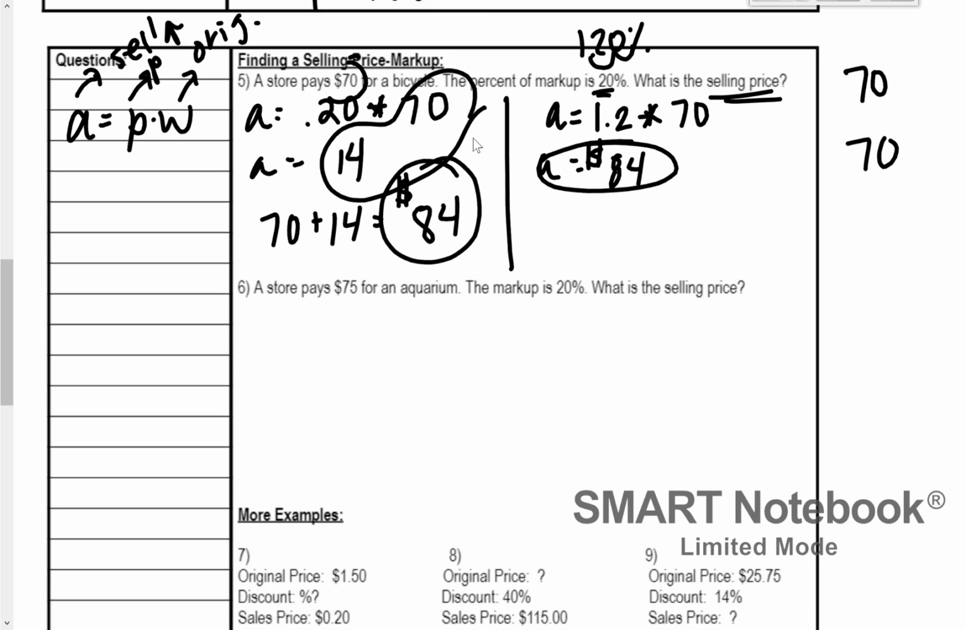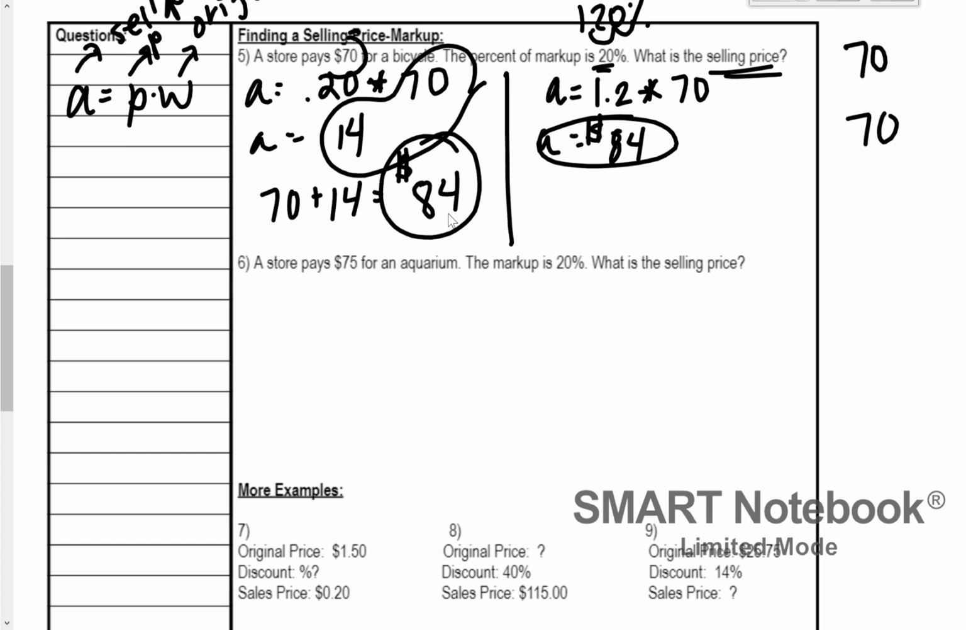Okay, so number 6, I'm going to do the second method because it is quicker, it is easier for me personally, but if you don't understand that 100%, the 1.2, don't do it this way, do it this way and just do that adding at the end. But I would like you to pause the video and try this one on your own.